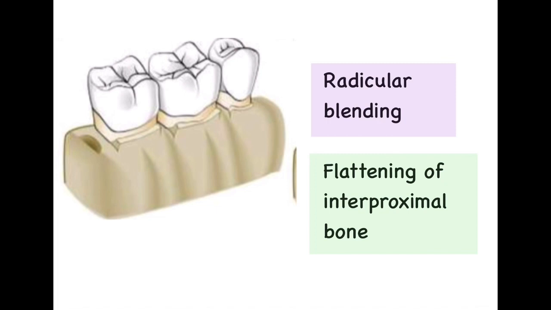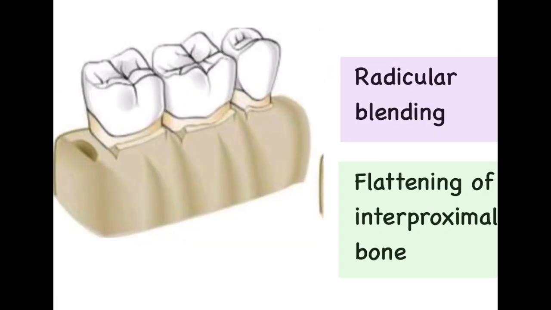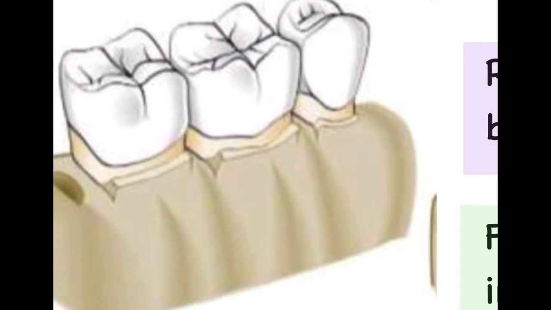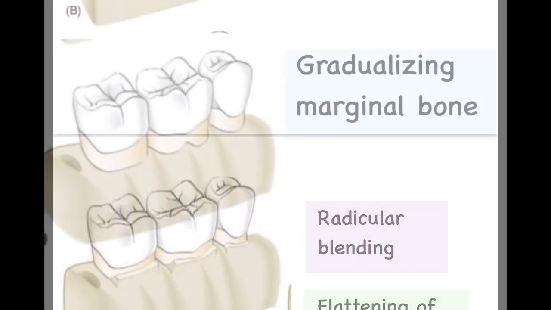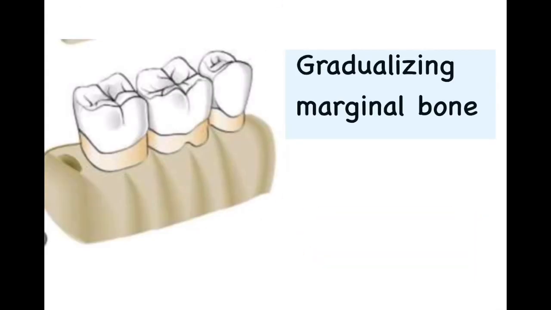So first we put up grooves for our reference. Next, we are blending them, and also we need to flatten the interproximal bone. Here we can see interproximal bone which is present between two teeth, and we are flattening it out, right? That is the next step. The last step of osseous resective surgery would be gradualizing the marginal bone, right? Here we are gradualizing all the marginal bone which is left over in that place, right?